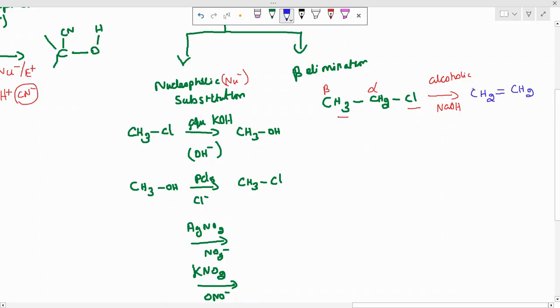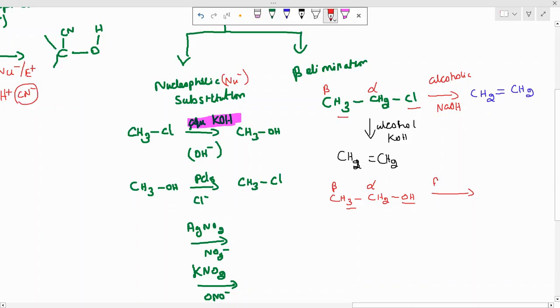Remember here, you should add alcoholic KOH. This should not be aqueous KOH or aqueous NaOH. If you are adding alcoholic KOH, you will get that beta elimination in the case of alkyl halide. Alpha carbon will give Cl and beta carbon will give H. If you want to carry out the same beta elimination in an alcohol, CH3CH2OH, then you have to give another reagent for that HOH removal. That is called beta elimination: OH from the alpha carbon, H from the beta carbon.